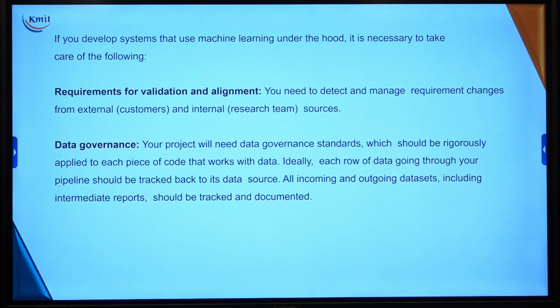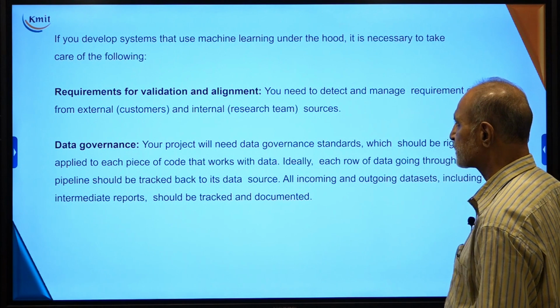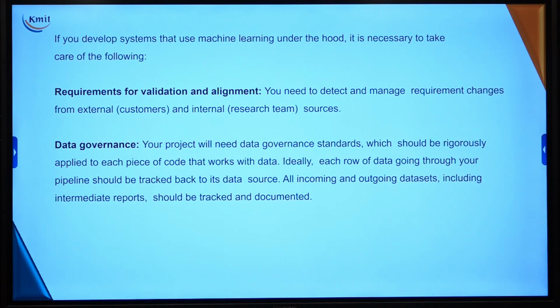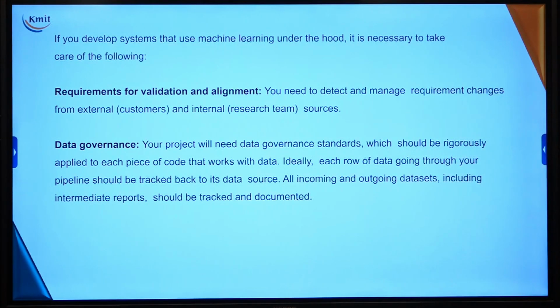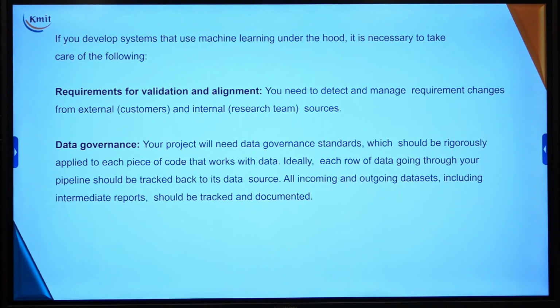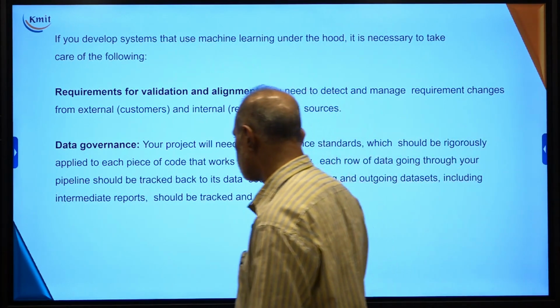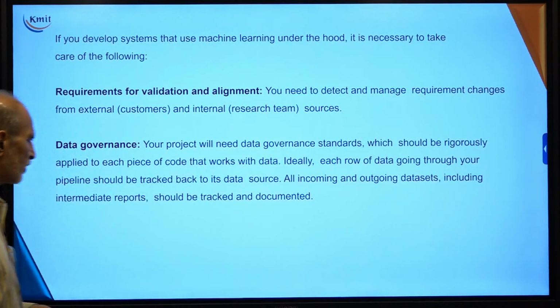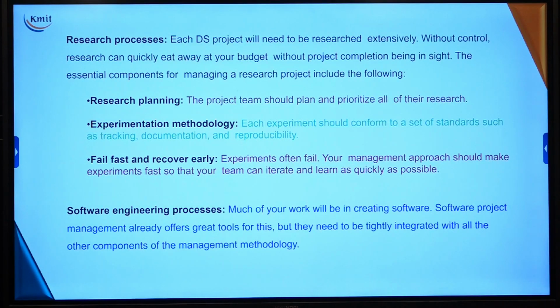Then if you develop a system with machine learning under the hood, it is necessary to take care of the following. Number one, requirement validation and alignment. You need to detect and manage the requirement changes from the external, that is your customer, to the internal, that is your research team. Very important is data governance. Your project needs a data governance standard, which should be rigorously applied to each piece of code that works on the data. If you follow this principle, the failure rate will be less and less.